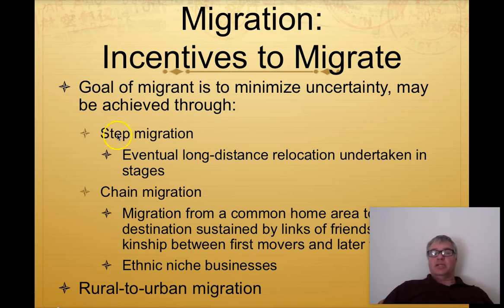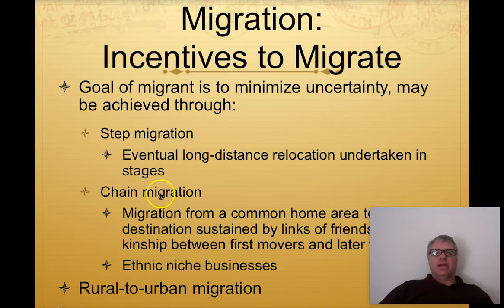Often the goal of a migrant is to minimize uncertainty, and that can be achieved through a lot of different techniques. One of them is step migration, which is that eventual long-distance relocation is undertaken in stages. We see this in the European example where people are leaving Syria, going into refugee camps, maybe in Turkey, staying there for a little while, gathering resources and connections, then maybe going to a major city like Istanbul, staying there for a little bit, and then trying to make the push into Europe, and then maybe landing in Greece or Italy with the idea of later getting up to Germany or Sweden.